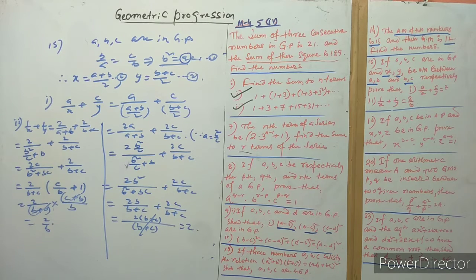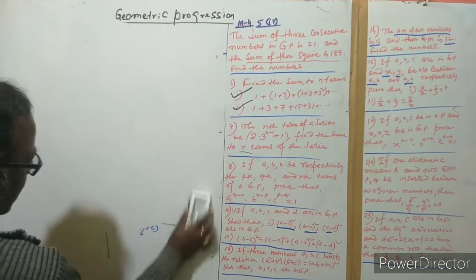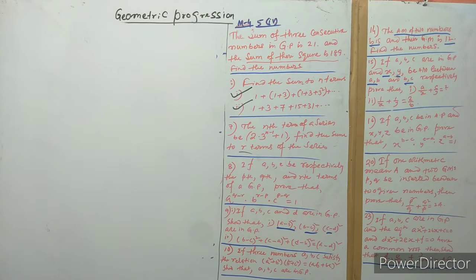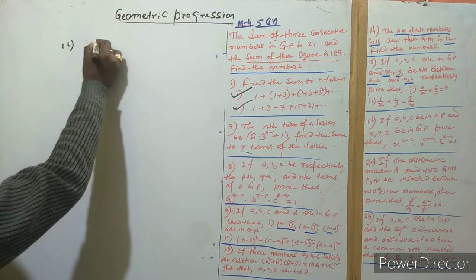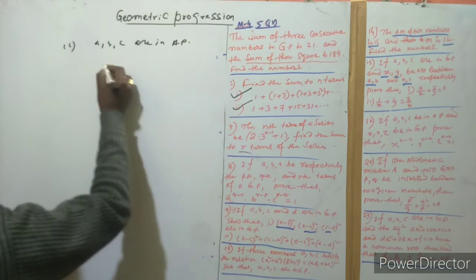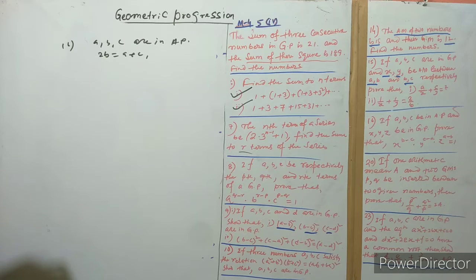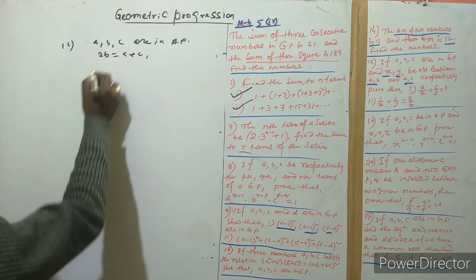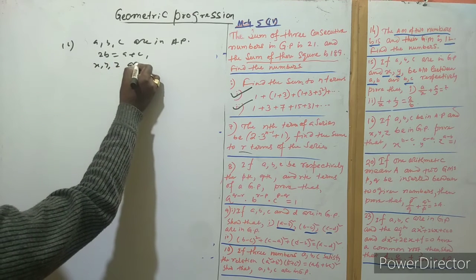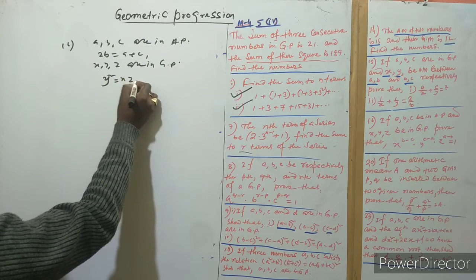Now proceed to question number 16. Here it is given that A, B, C are in AP. So 16, A, B, C are in AP. So you can write that twice B is equal to A plus C, and X, Y, Z are in GP. So Y square is equal to XZ here.